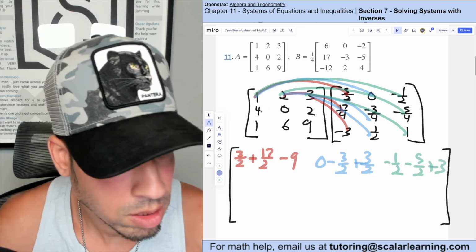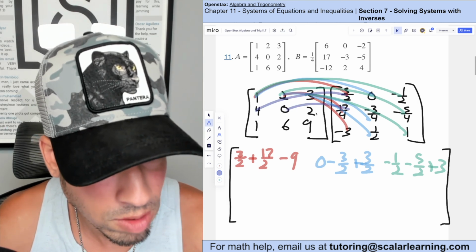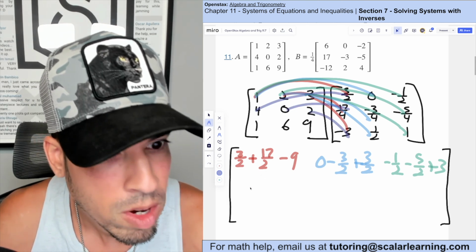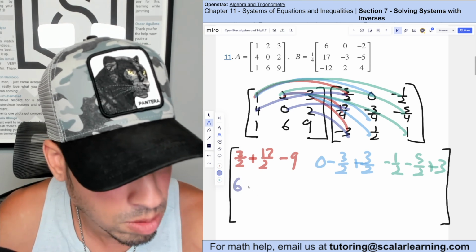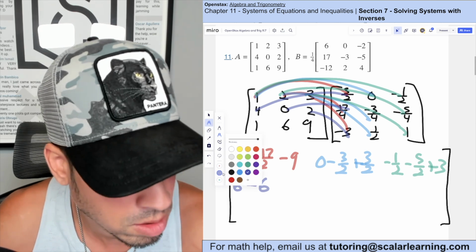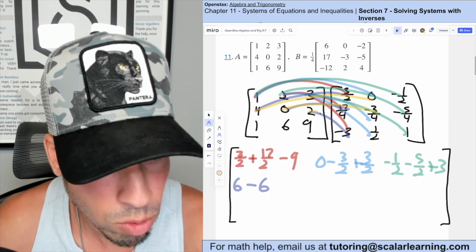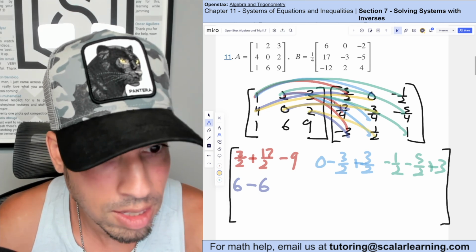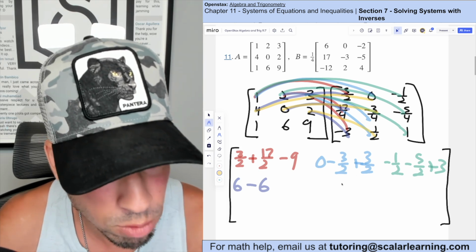Next, we start with the second row, and we go back to the first column. 4 times 3 halves plus 0 times 17 fourths plus 2 times negative 3. 4 times 3 halves is 6, 0 is 0, and then 2 times negative 3 is negative 6, or minus 6. Next, we have 4 times 0, second column, right? 0 times negative 3 fourths and 2 times 1 half. You see that these two are products with 0, so they go away. We just keep the 2 times 1 half, which is 1.